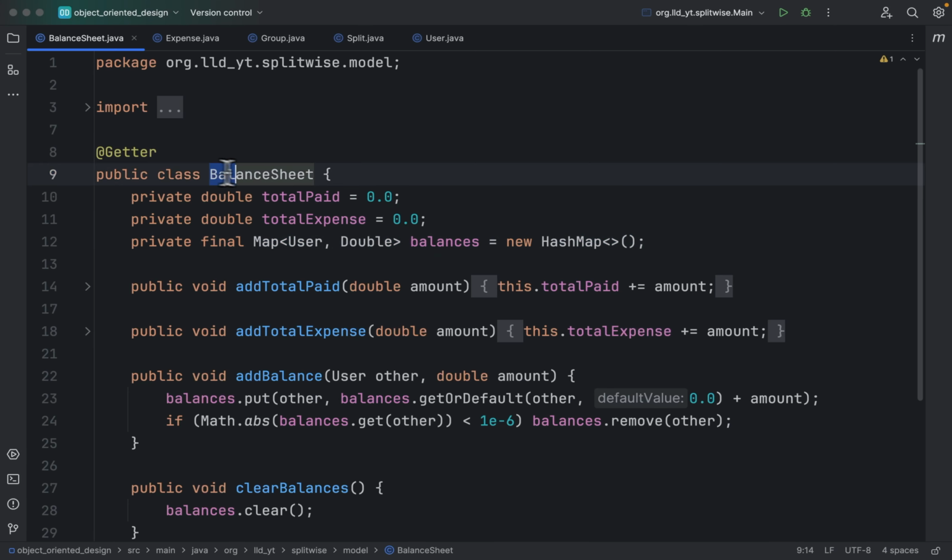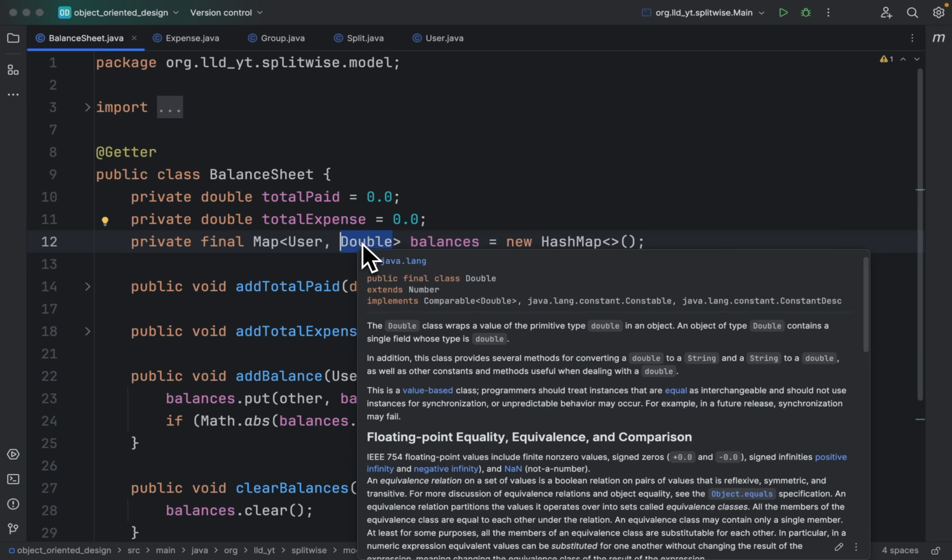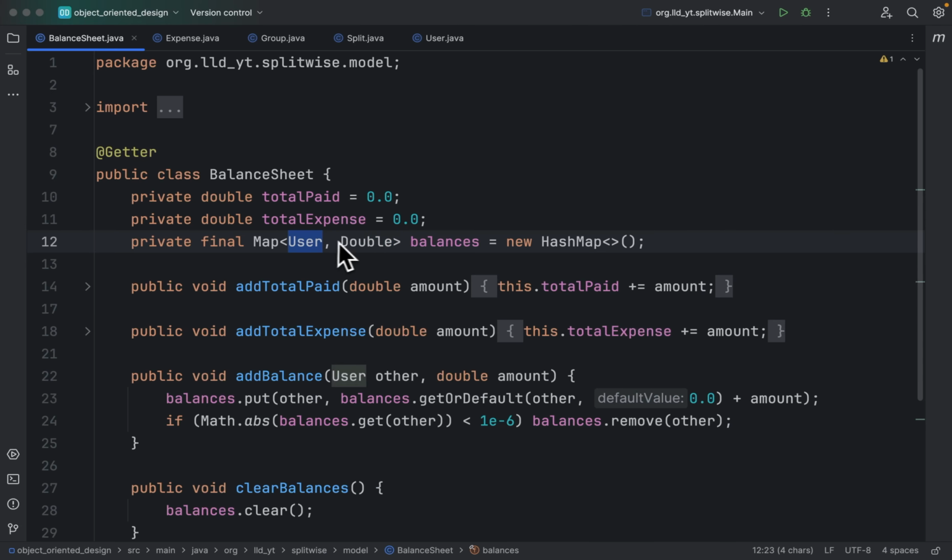And in my balance sheet, I would be having a map of other users and the amount which I would be taking or giving. So if it is positive, it means that I would be taking from this user. If it is negative, then I would be giving that amount to this user. Okay.